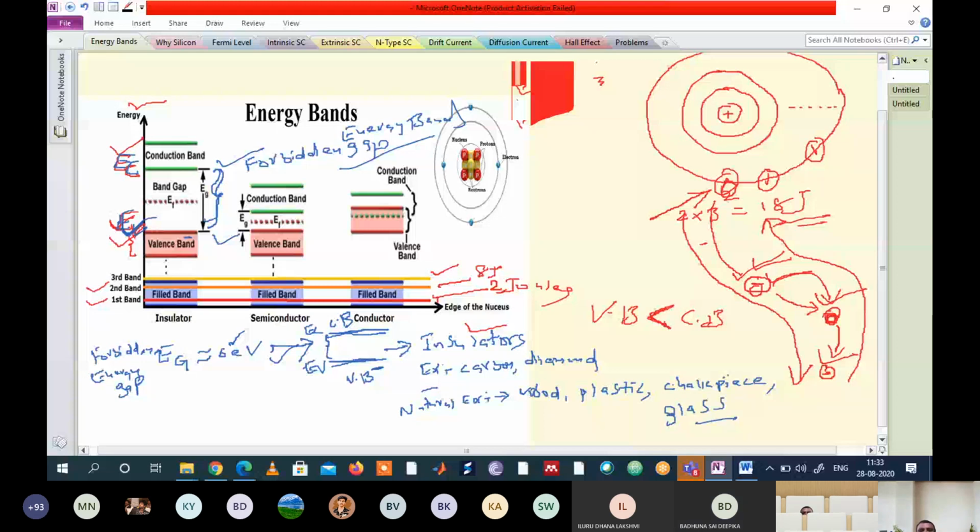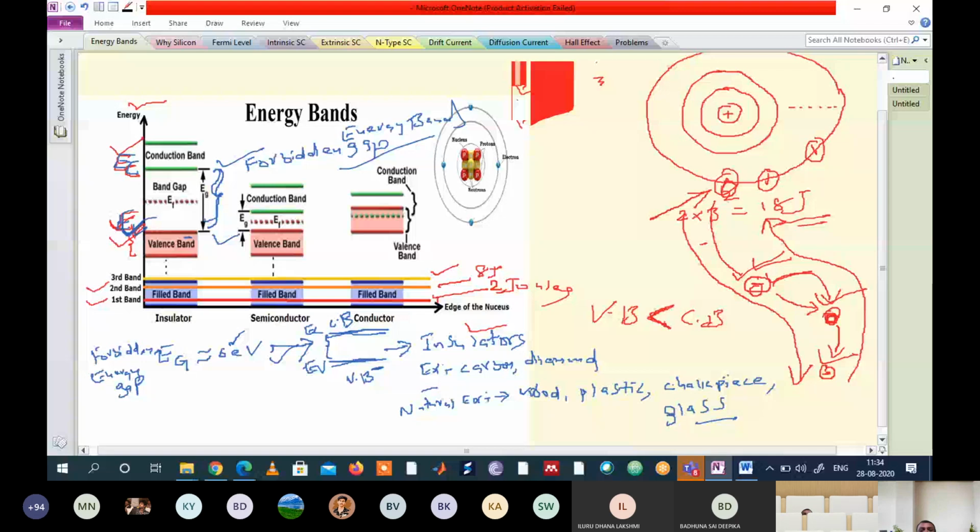Because if you consider wood, wood would also become a conductor, provided that its energy gap is not very large. But still wood does not carry electricity because its forbidden energy gap is very large, approximately equal to 6 electron volts. That's why wood, plastic, chalk piece, glass, carbon, diamond will not carry electricity, because their forbidden energy gap is approximately equal to how much? 6 electron volts.